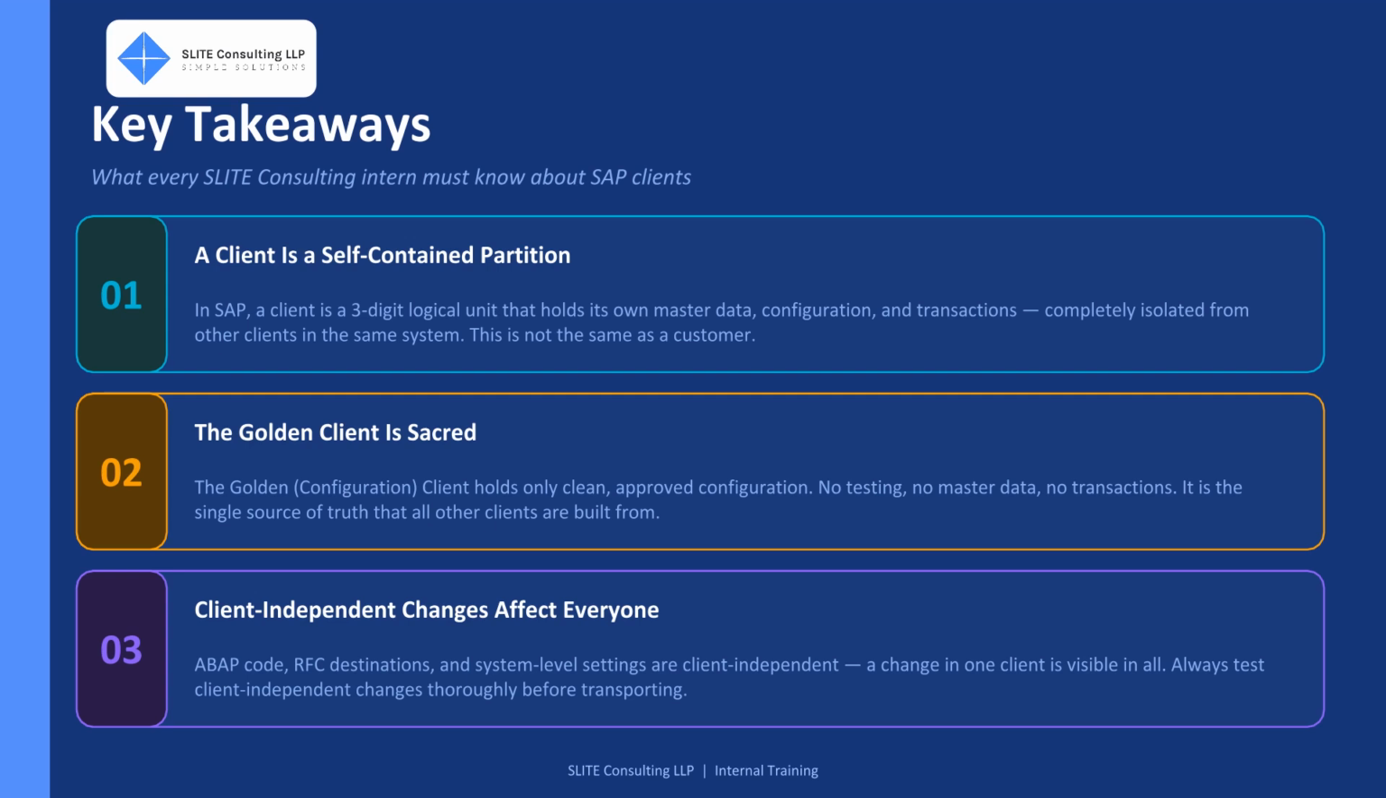Third, client-dependent data belongs to one client, while client-independent data, ABAP code, RFC destinations, system-level settings, belongs to the whole system and affects every client simultaneously. This distinction has real consequences for every developer and administrator. Each project can have a different client and system landscape. As a functional or ABAP consultant, one needs to understand the landscape and the clients in use.